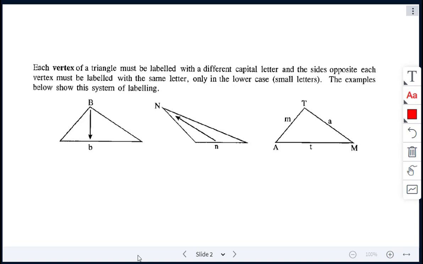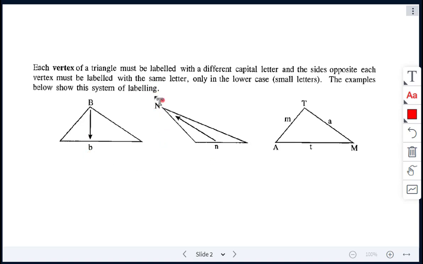So each vertex of a triangle is labeled with a different capital letter, and then the sides that are opposite, so here we have a vertex with capital B, and then the side opposite is labeled with the same letter but in the lowercase. Okay, so capital B for the vertex and then lowercase b for that side. All right, same thing here.